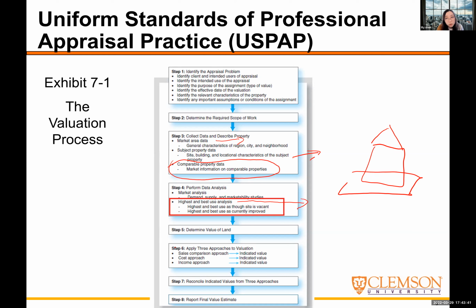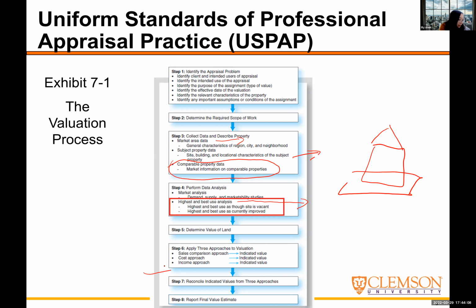Sales comparison approach means you find a couple similar homes that were sold recently. You make some adjustments to make the previous sale more similar to the subject property you're trying to do appraisal for. That's sales comparison. And you have a cost approach. That is, forget about similar sales, or if you cannot find similar sales, how much does it cost you to build an identical home?